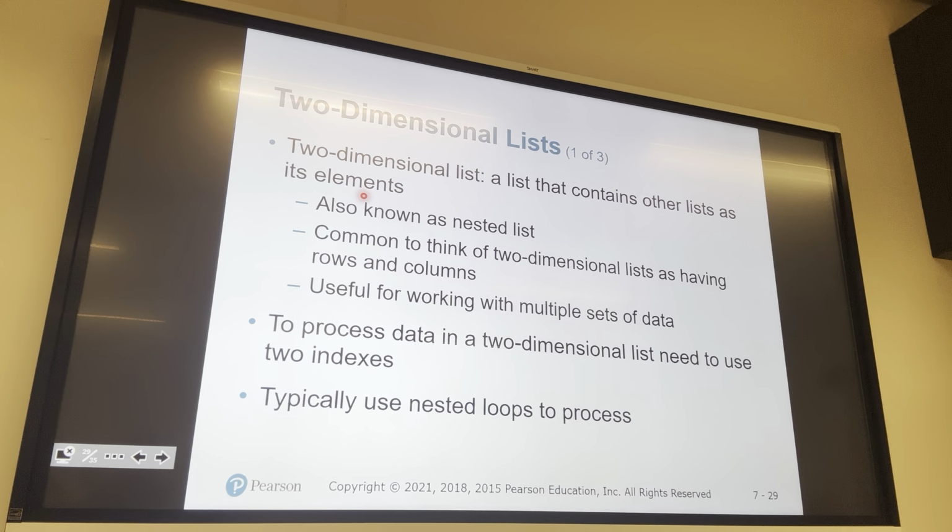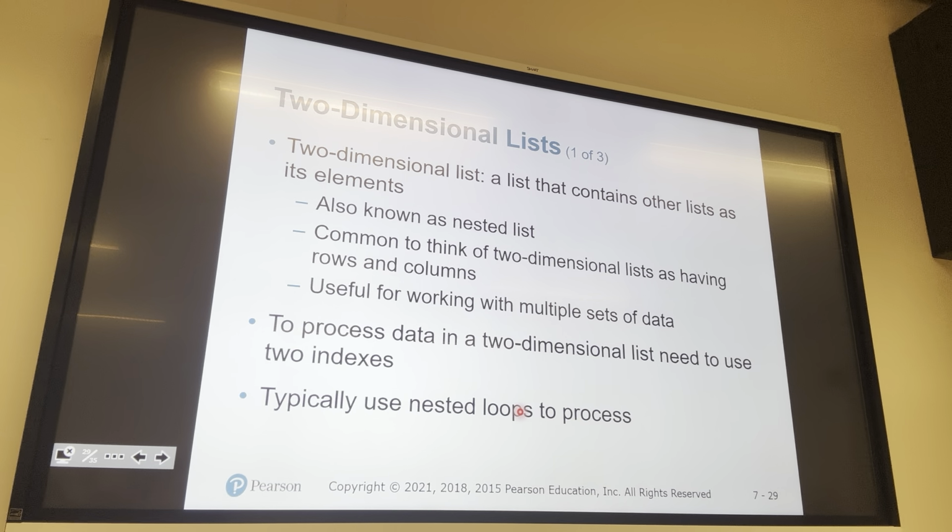Alright, so they are very useful for working with multiple sets of data. But how can we access the elements inside a nested list? You use multiple indexes. Instead of 1 index, 2. If it's a 3-dimensional list, use 3 indexes right next to each other. 4-dimensional list, use 4 indexes. And I'll show you examples in a second. So if you want to process data in a multi-dimensional list, what do you use? Typically use nested loops to process.